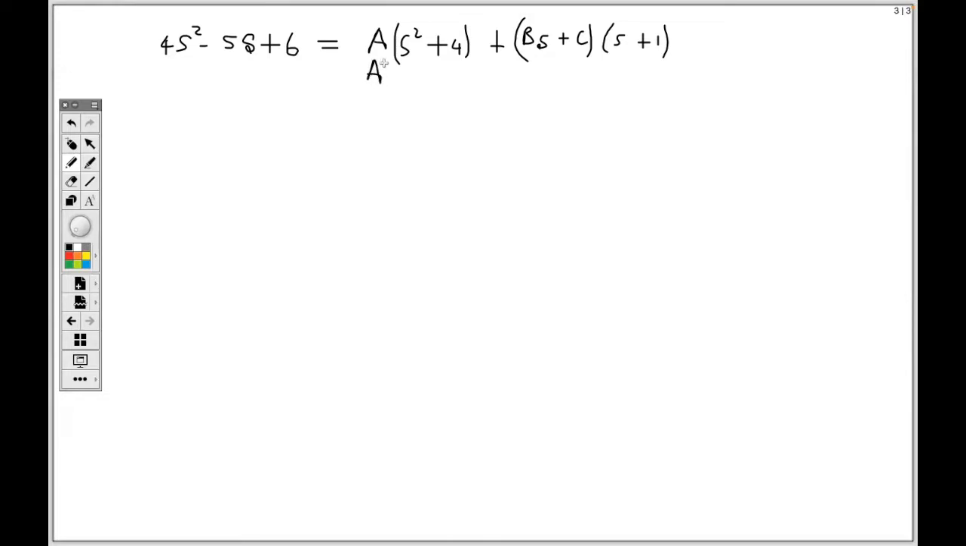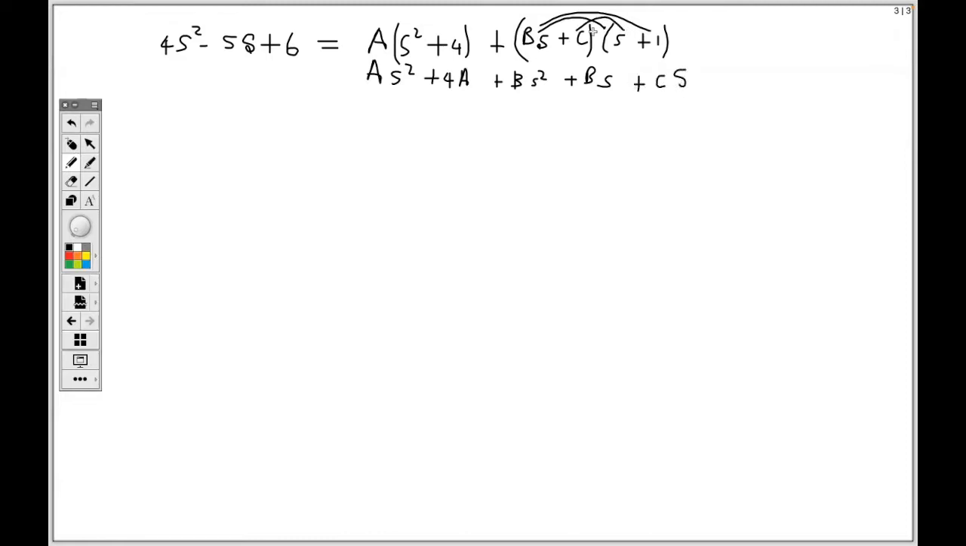I am going to expand this. So A times s squared, that's As squared. A times 4, that's 4A. Then expanding this part, Bs times s, that's Bs squared. So I have Bs squared. Bs times 1, that's Bs. And C times s, that's Cs.